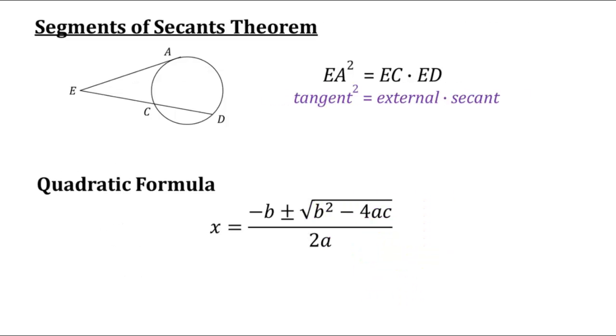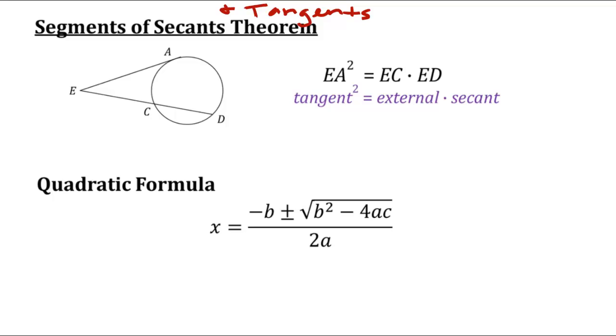All right, and next is the segments of secants theorem. So in this case, we have one secant segment and one tangent. So this should actually say secants and tangents theorem. So on here, we don't have an external and a secant to multiply, and so we just do tangent squared is equal to external times whole secant.